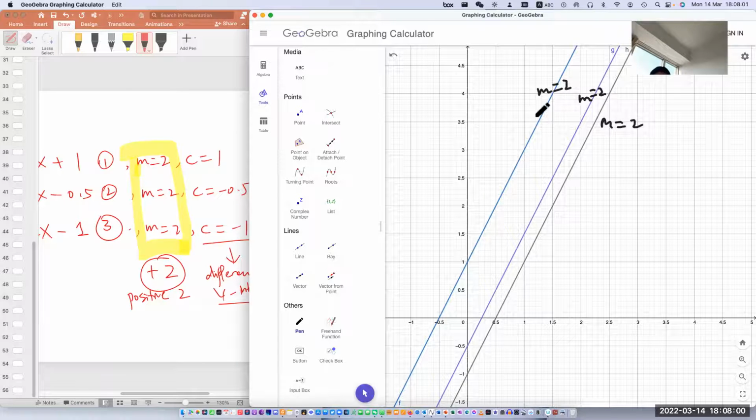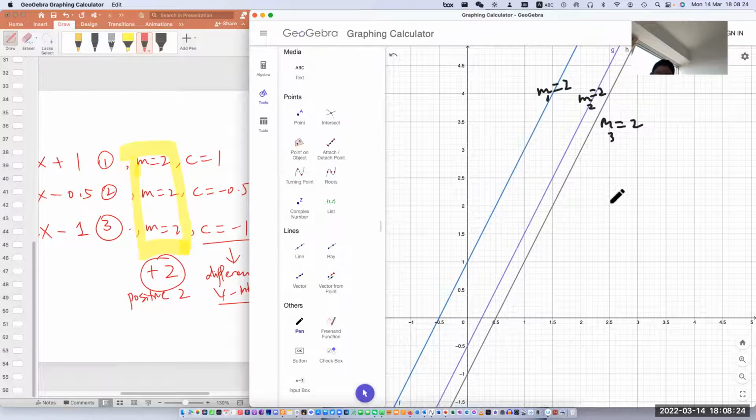So let's not use m only. Let me call this my m1. It means the first equation. M2, second equation, second gradient. M3, so third. So that's how you differentiate different m, just like how you differentiate the x and y just now, y1, y2. So they all have the same gradient.